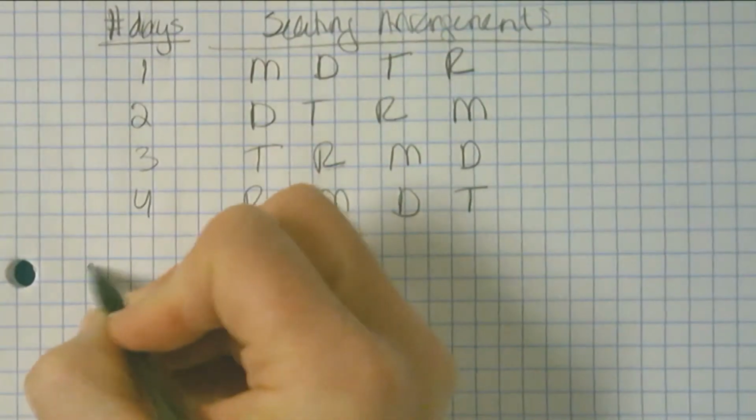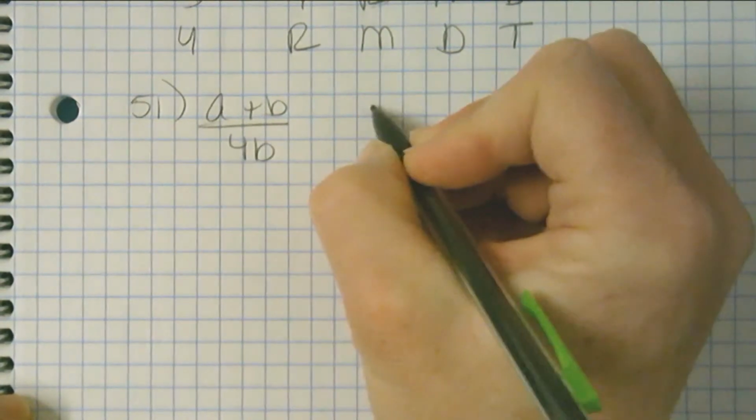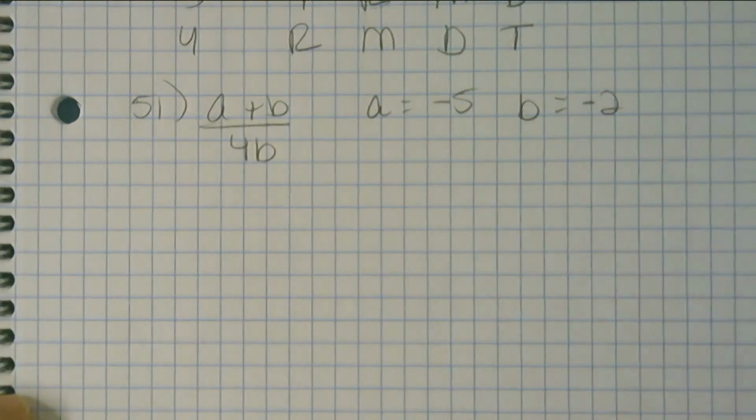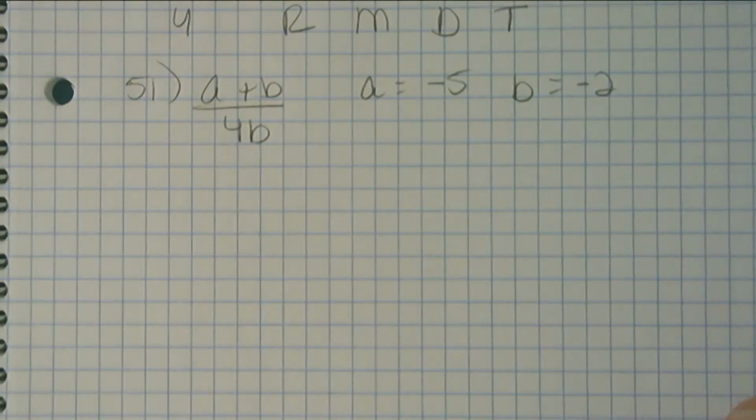All right, let's move on to 51. 51 said, evaluate the expression A plus B divided by 4B when A is equal to -5 and B is equal to -2. Who asked me for this? All right, so Arana, what does it mean that I'm evaluating it?